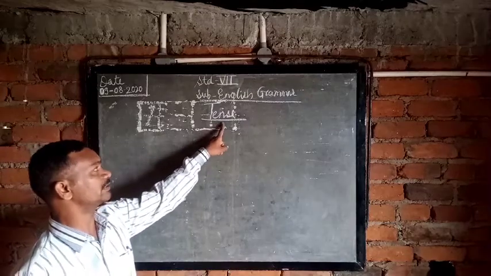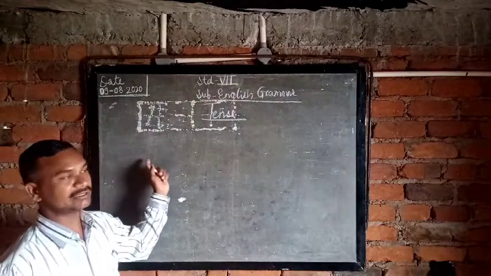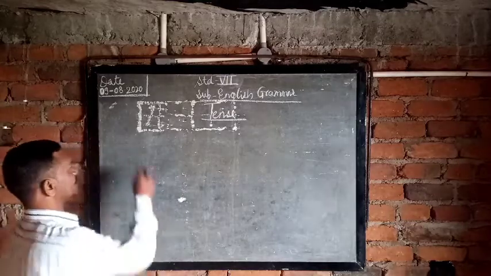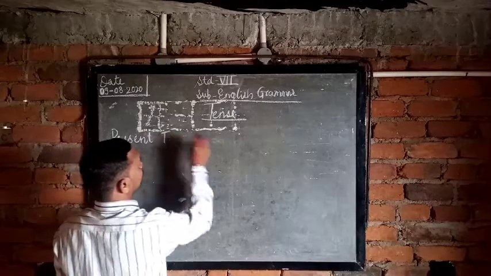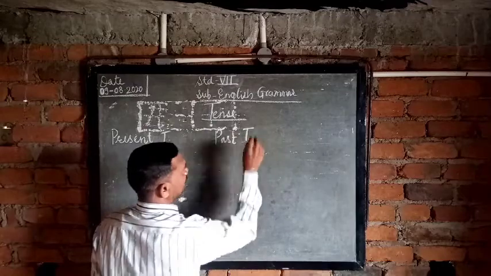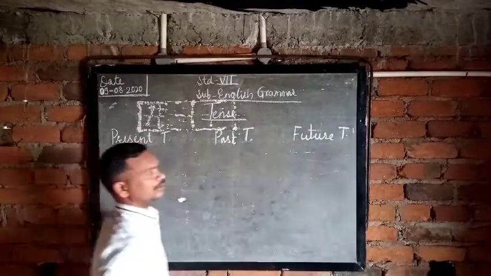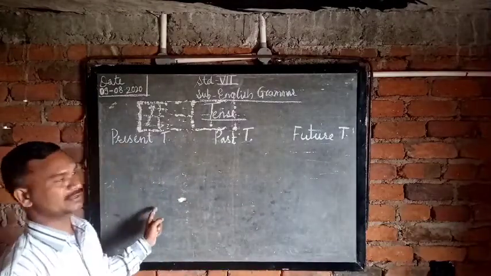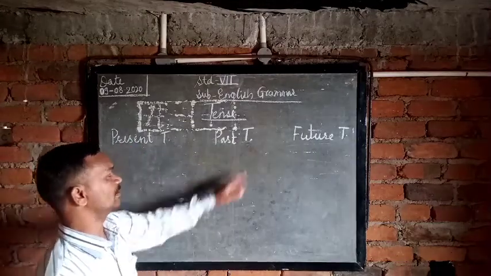Last period we discussed the tenses for 7th standard. We discussed the three tenses: present tense, past tense, and future tense. Last period we discussed the present tense and its four subtypes. Now this period we discuss the past tense.